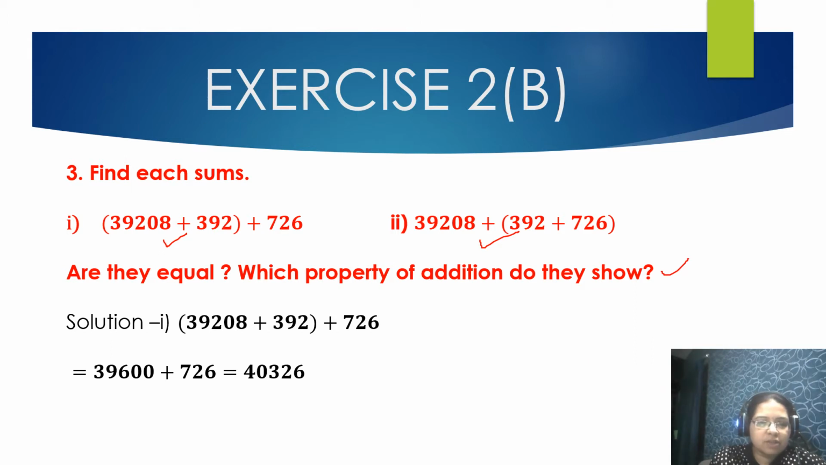First bit is 39,208 plus 392, that is inside the bracket, plus 726. When we add these two numbers 39,208 and 392, we get the number 39,600. 39,600 plus 726 equal to 40,326.